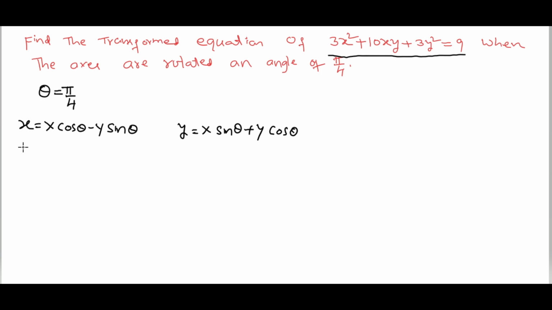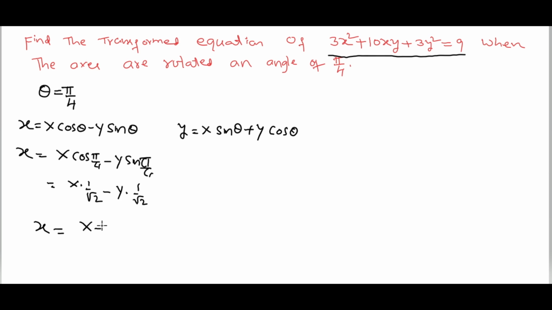Substituting theta value, that is small x is equal to capital X cos pi by 4 minus capital Y sin pi by 4, that is equal to capital X into cos pi by 4 value 1 by root 2 minus capital Y into sin pi by 4 value 1 by root 2. Therefore, small x is equal to capital X minus capital Y by root 2. This is the small x value.